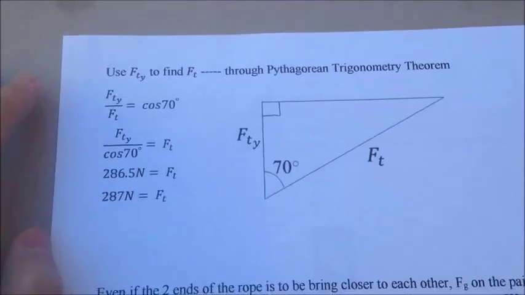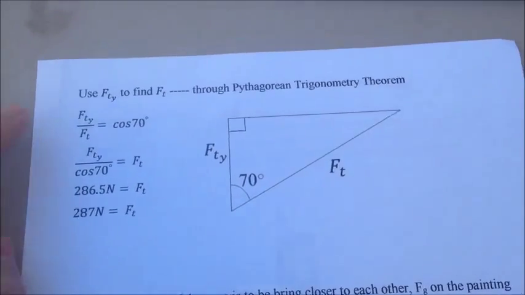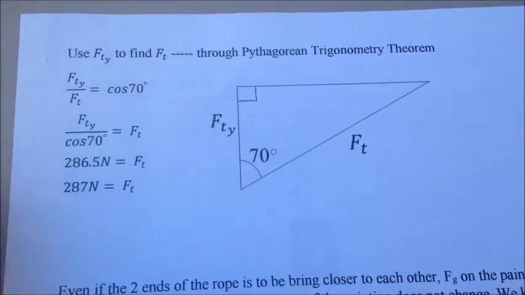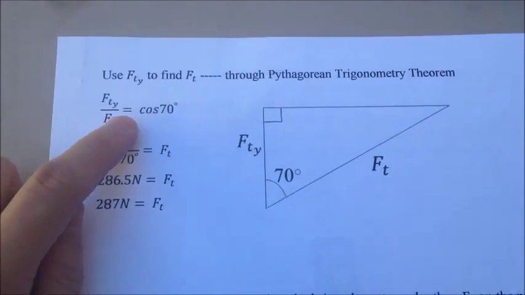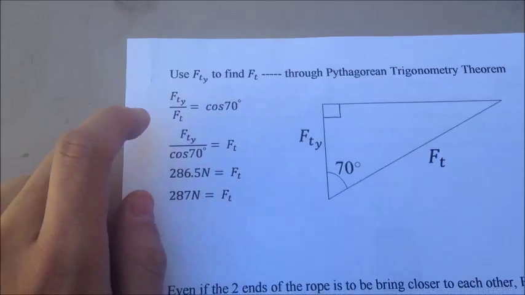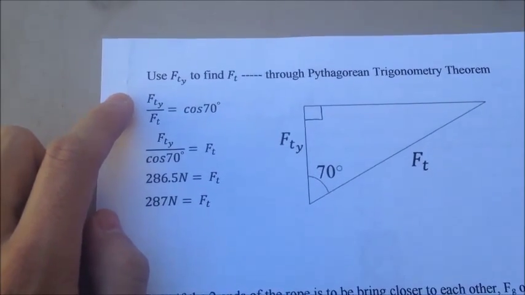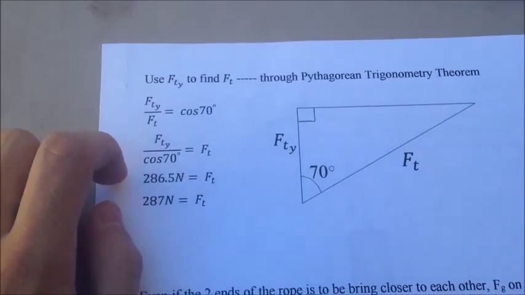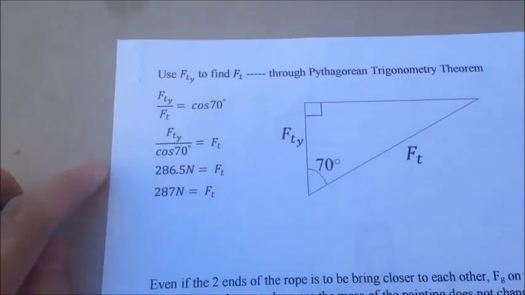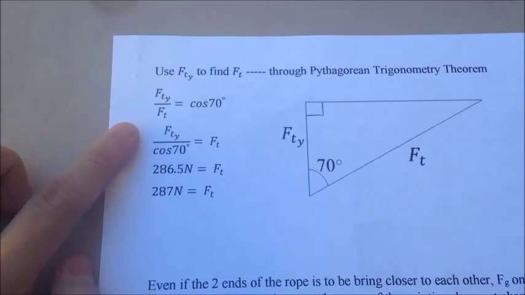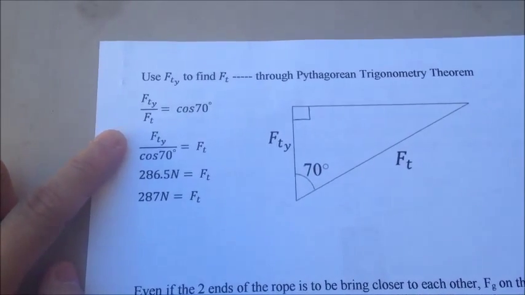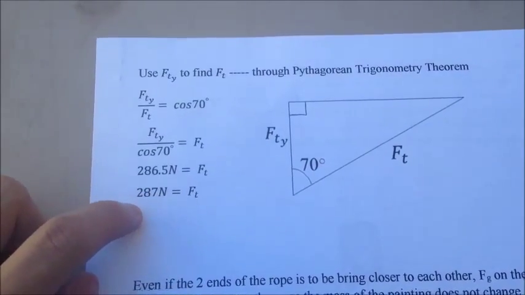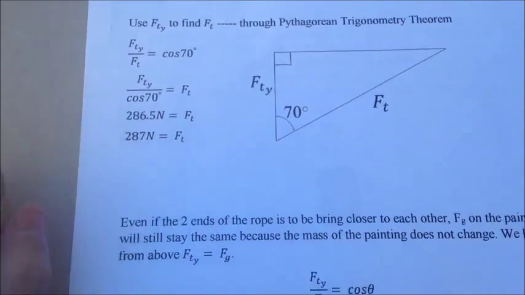Using the y component of the force of tension that we just found, we can now find the force of tension through the Pythagorean trig theorem. As you can see, we have this triangle, and with it we can use the cosine trig function. So here we have y component of force of tension over force of tension, and switching around the variables and knowing the value of the y component of force of tension, we can solve for the force of tension, which is rounded up to be 287 newtons.